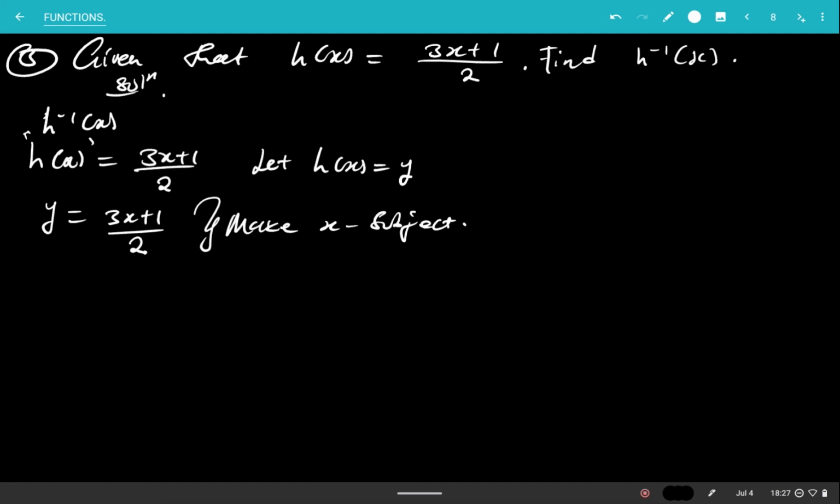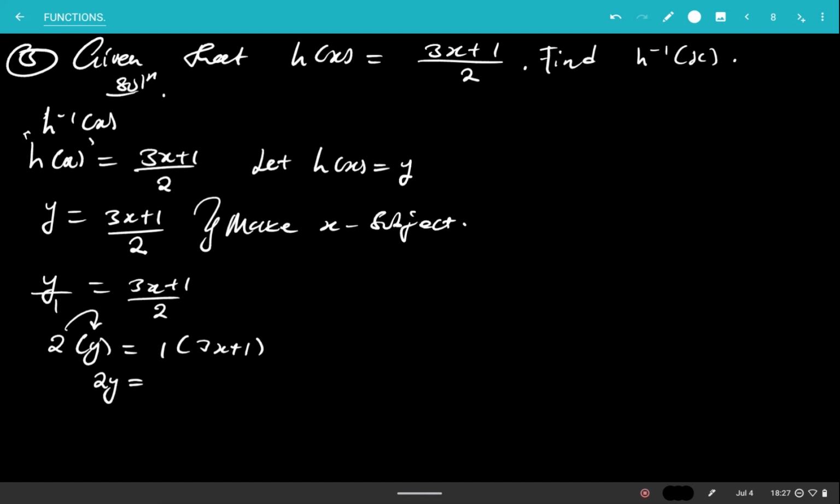Alright, now making x subject of formula simply means I'm having y, this will just be y over 1 being equal to 3x plus 1 over 2. You do your cross multiplication, you have 2 times y being equal to 1 times 3x plus 1. 2 times y gives you 2y. The 1 times anything will not change anything. So I have 3x plus 1.